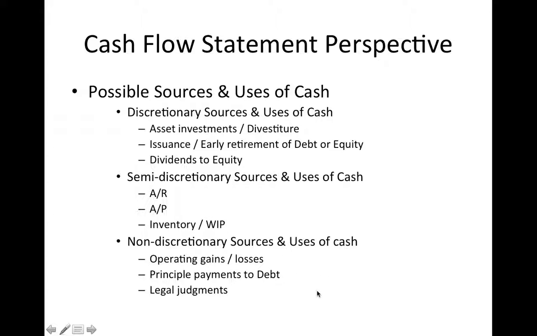And then non-discretionary are things that you don't get to decide; they happen to you, and those sources and uses are the ones that you really have to account for, from the standpoint that they're 100% not in your control. So the discretionary sources and uses of cash, the obvious ones: I can decide to either make investments or sell off assets. I can either buy assets or sell assets at any point in time, completely my choice. If I'm buying assets, that's a use of cash. If I'm selling assets, that's a source of cash.